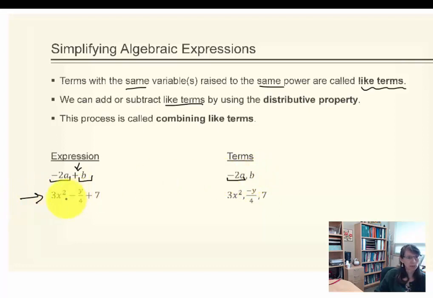In our next example of 3x squared minus y over 4 plus 7, any plus or minus signs here are what separate our terms. So the first term is 3x squared, that matches. And the second term would be negative y divided by 4. Notice we're using the negative with that term. So minus y divided by 4. And last, the positive 7. And that would be our final term. So there's 3 different terms in this expression. Any plus or minus signs will be used to separate those terms.